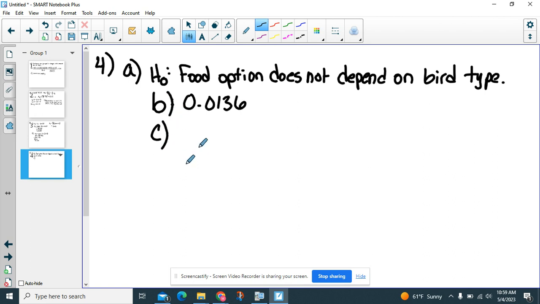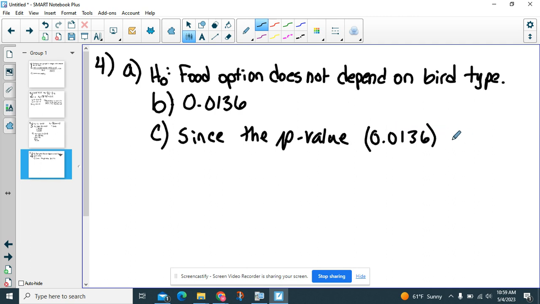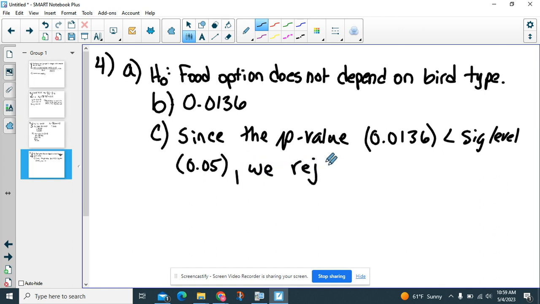All right, C. State, giving a reason, whether the null hypothesis should be accepted. Since the p-value of 0.0136 is less than the significance level of 0.05, of course, from the 5%, we reject the null hypothesis.